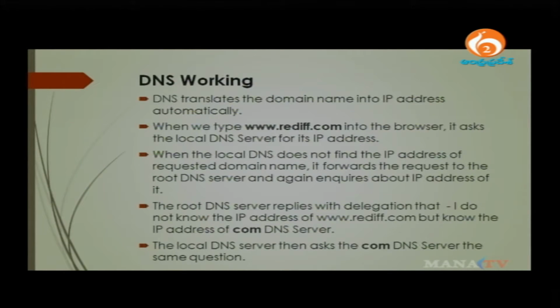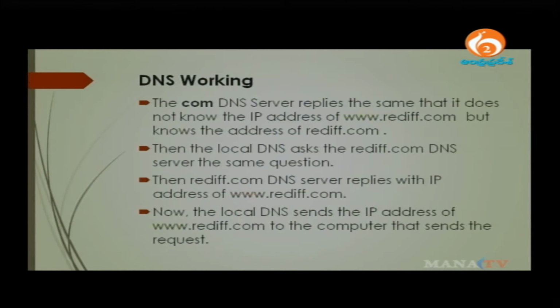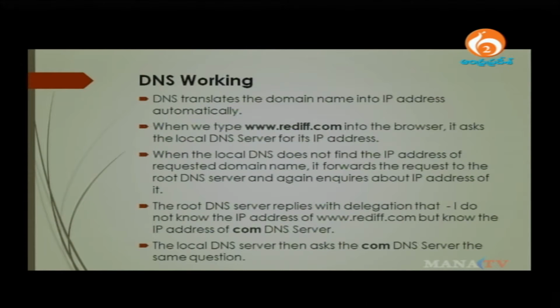Okay. The local DNS server then asks the com DNS server the same question, and the com DNS server replies that it does not know the IP address of www.rediff.com, but knows the IP address of rediff.com. Okay. Then the local DNS server asks the rediff.com DNS server the same question. Then the rediff.com DNS server replies with the IP address of www.rediff.com. Now the local DNS server sends the IP address of www.rediff.com to the computer that sent the request. Okay, this is the entire working. So we will see these things one by one.